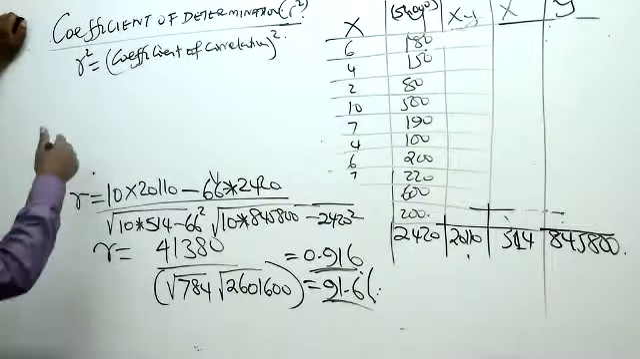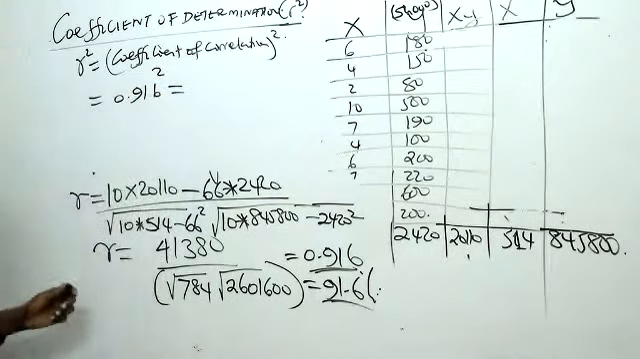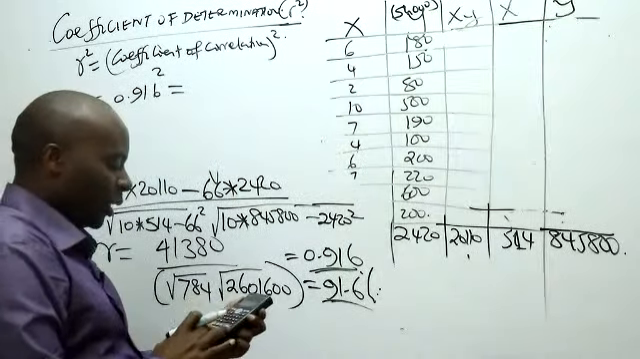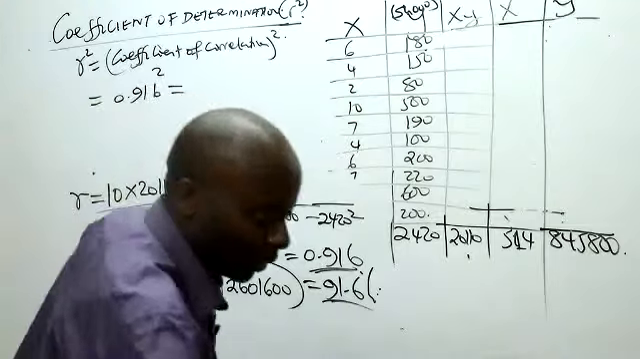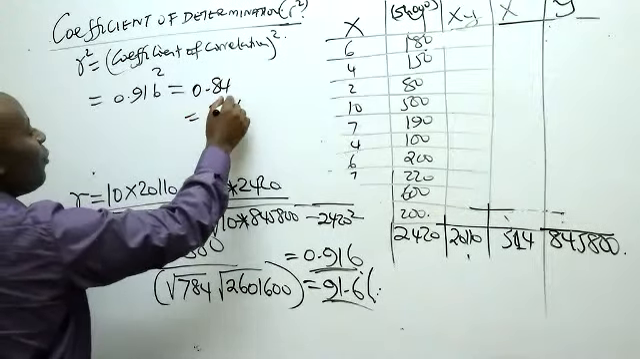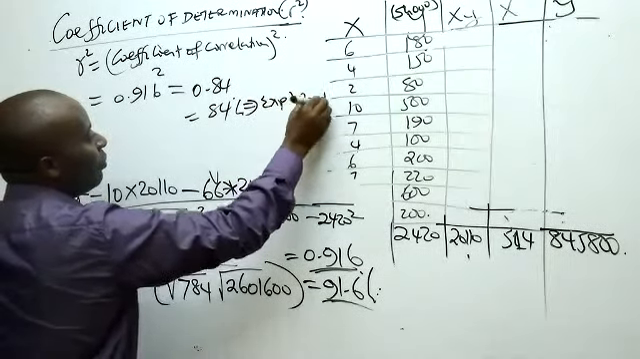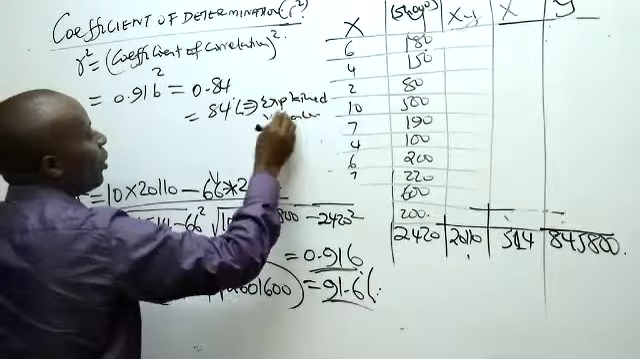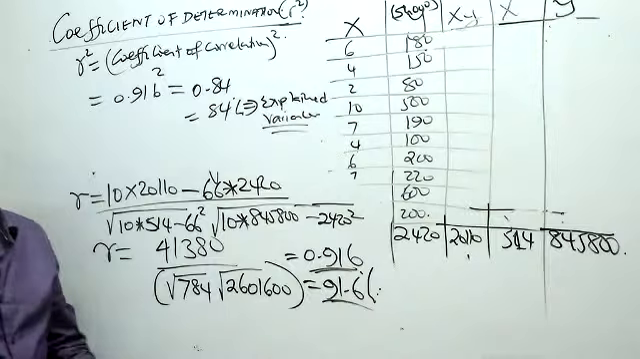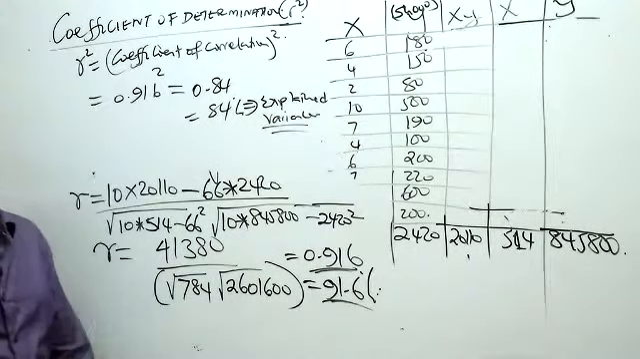In this particular case, what we need to do is take 0.916 and square it, which will end up giving us 0.84. So this gives us 0.84, which is the same as 84%. 84% is what we call the explained variance.